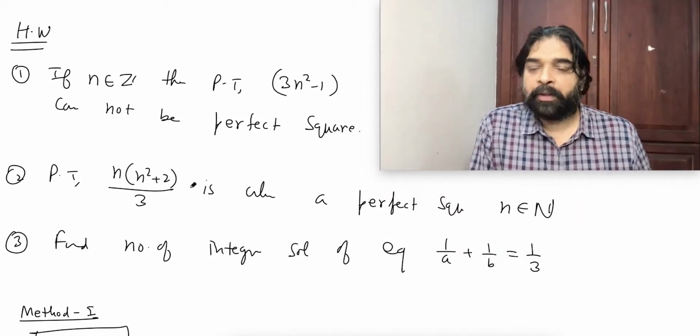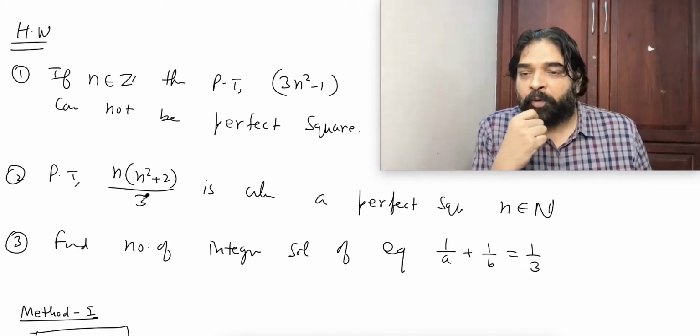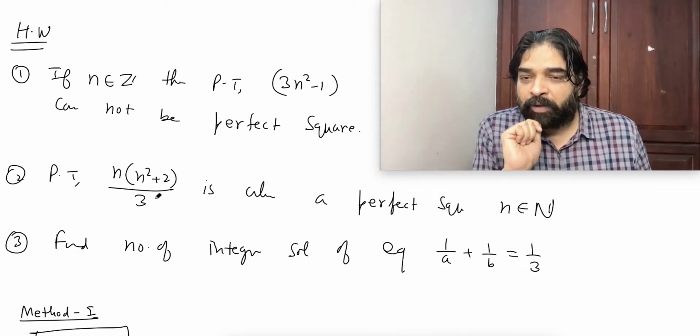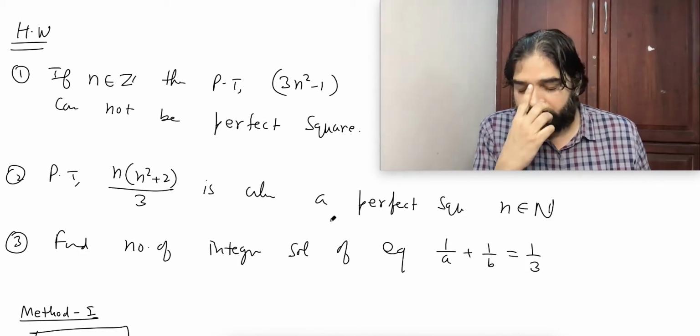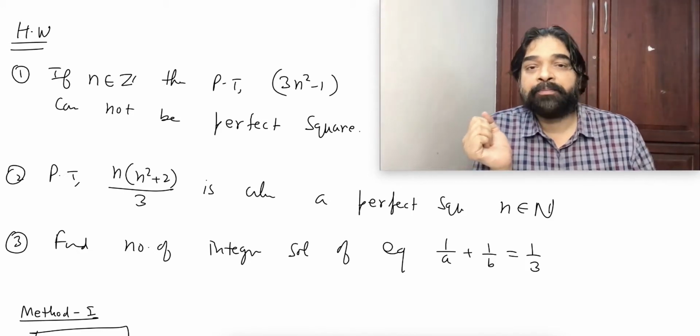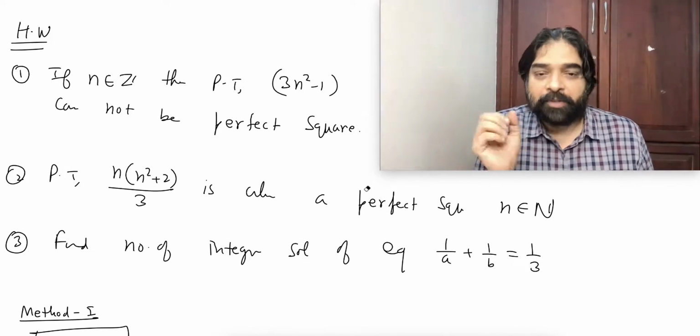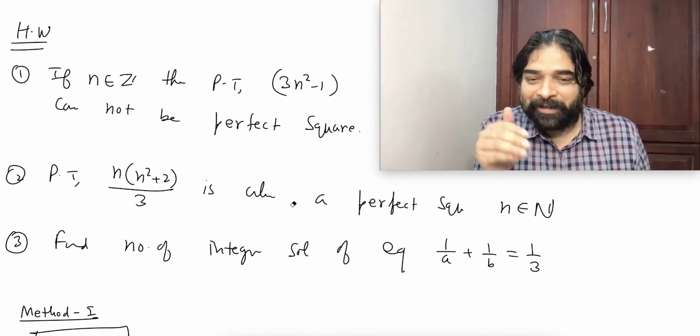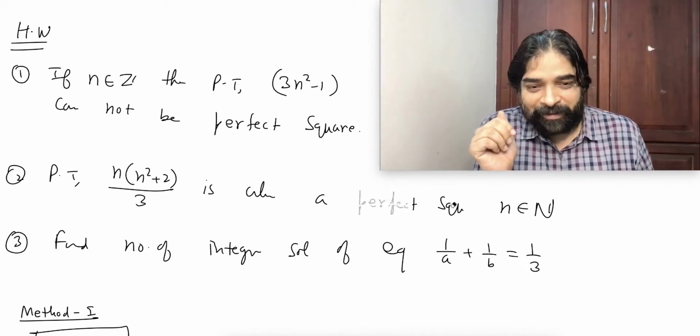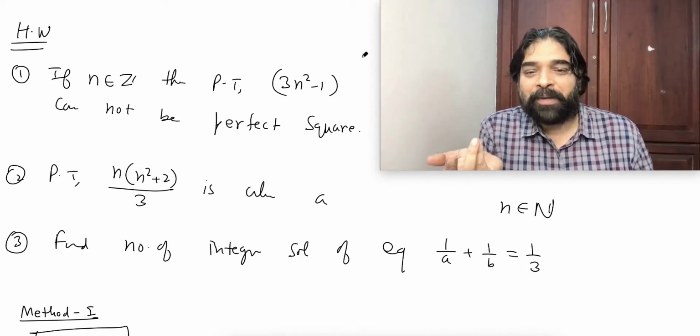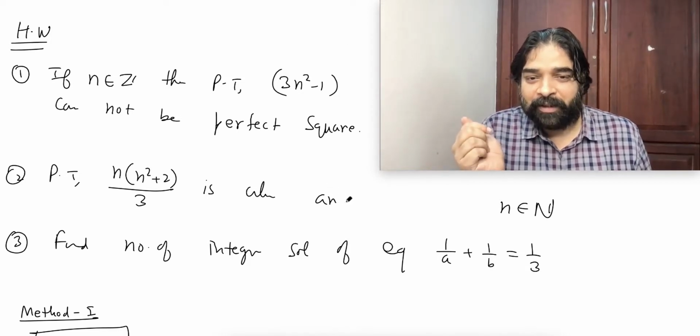Got it? Okay, let me solve it. Prove that n into n square plus 2 by 3 is always a perfect... I think I gave the wrong question. In a hurry, I'm sorry for that. It is always an integer. Perfect square, it cannot happen. Always an integer.